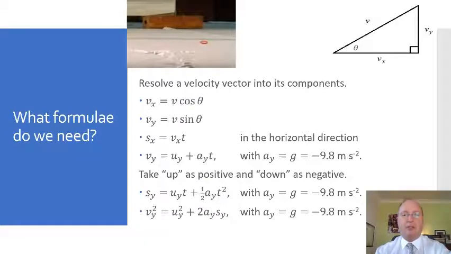We also need to know v squared equals u squared plus 2as. And again, because there's an a in the equation, this is only in the y direction. So that's why the subscript's y. And again, the acceleration in the y direction is g, which equals negative 9.8 meters per second squared.